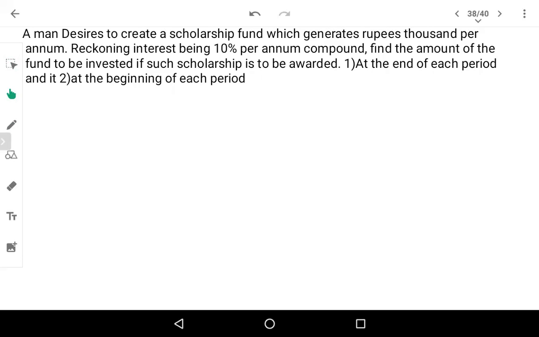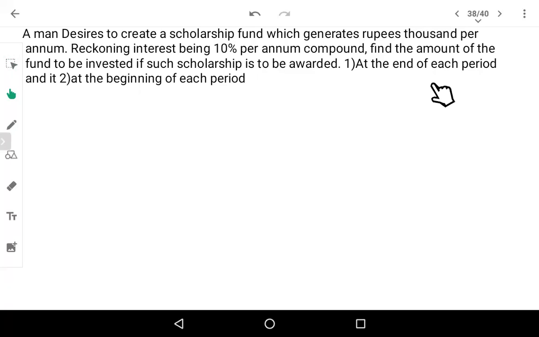Firstly, if it is at the end of each period, now when it is a scholarship, it will go on and on and on. So here, this is the case of perpetual annuity. Perpetual annuity means there is no end for it. It goes on and on and on. So that is perpetual annuity.